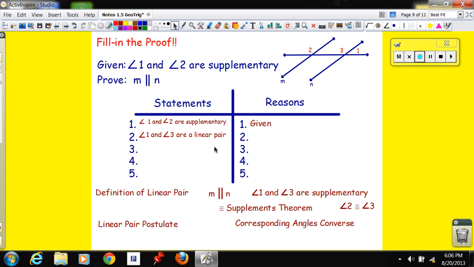Angles 1 and 3 are a linear pair. The definition of a linear pair is two angles that are adjacent and make a line; they're called a linear pair.